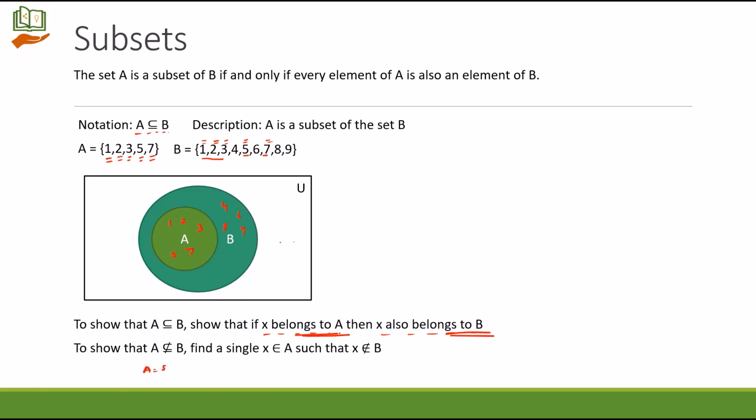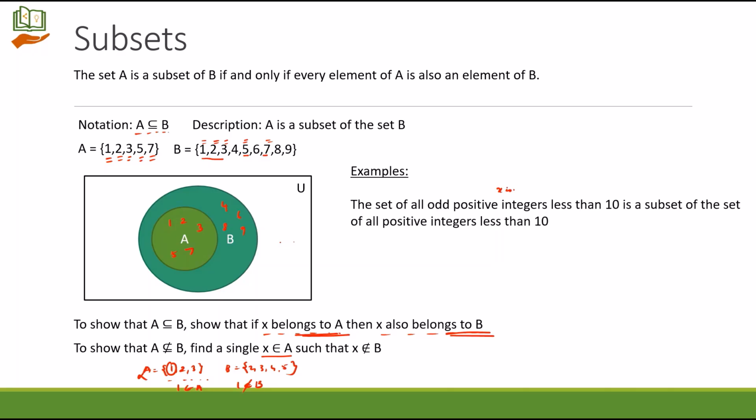A is equal to, we can have it as 1, 2, 3 and B is equal to 2, 3, 4, 5. Can we say A is a subset of B? No, because 1 present in A, which says it belongs to A, does not belong to B. 1 does not belong to B. It is not a member of B. Even if one element that is present in A is not present in B, it means A is not a subset of B. Let's see some examples.